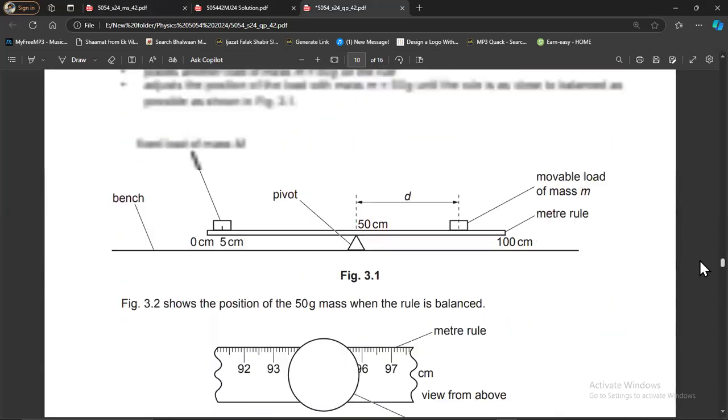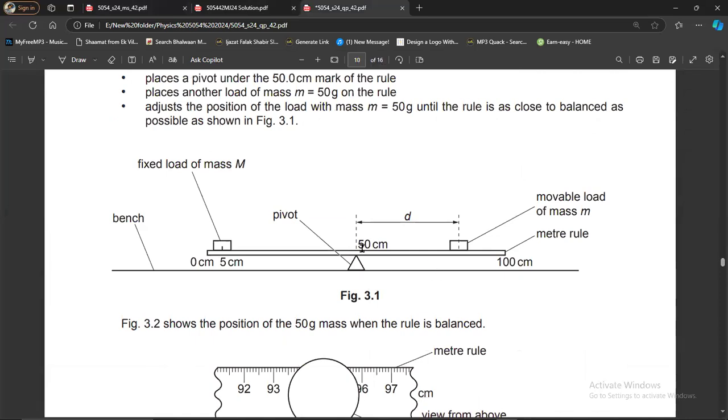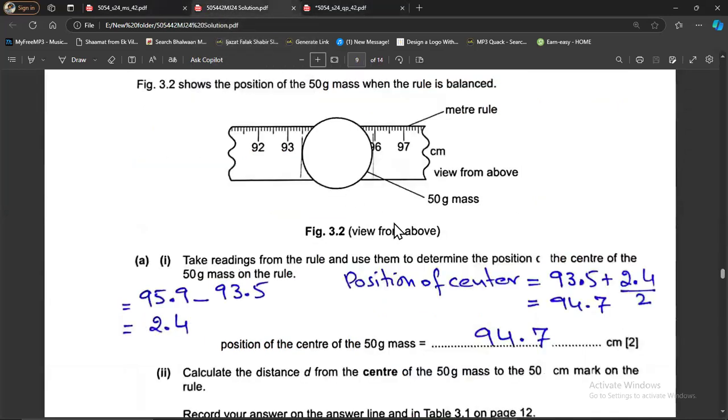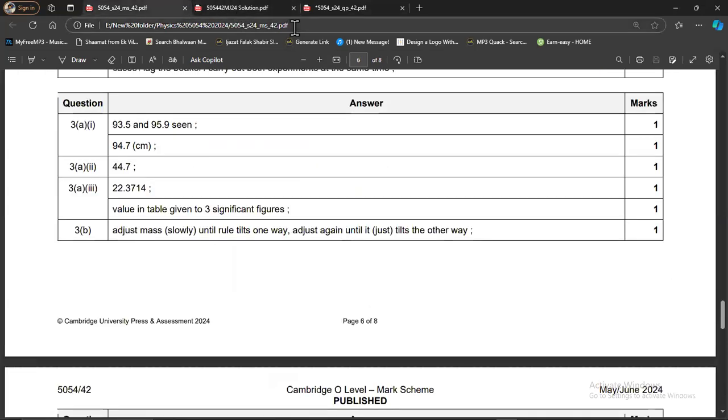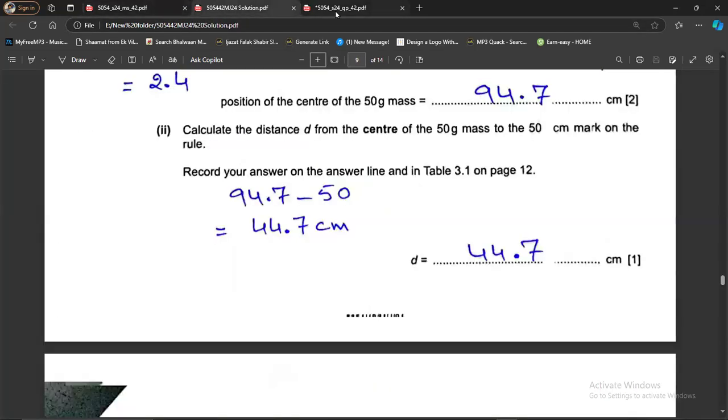So D is basically the distance between this 50 centimeter mark and this. So this is 97 point something and this is 50. So I can find the D very easily. The D will be 94.7 minus 50 and that is 44.7. So that D value is 44.7. 44.7 is the right answer, sir.